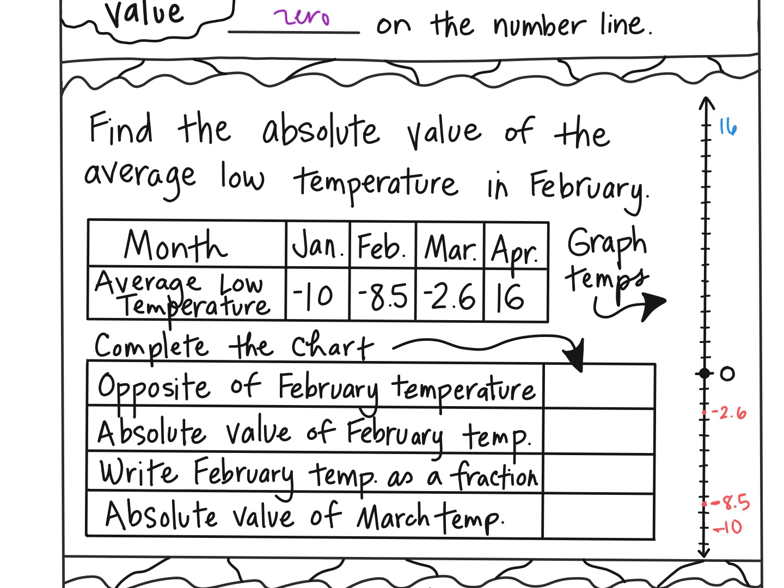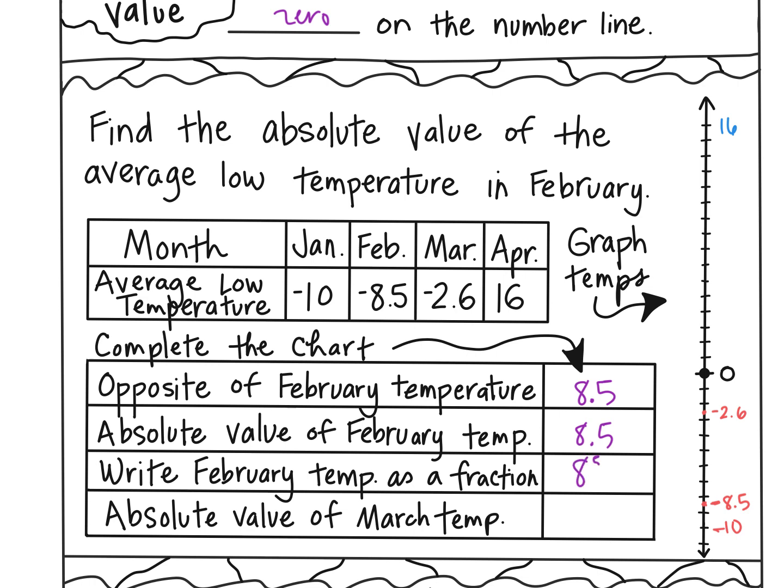Okay, now I want to complete my chart and fill in the information that I know. So the opposite of the February temperature is, everybody? 8 and 5/10. Okay, the absolute value of the February temperature is 8 and 5/10 again. Good. How do I write the February temperature as a fraction? What does that look like as a fraction? Yes. 8 and 5 over 10.